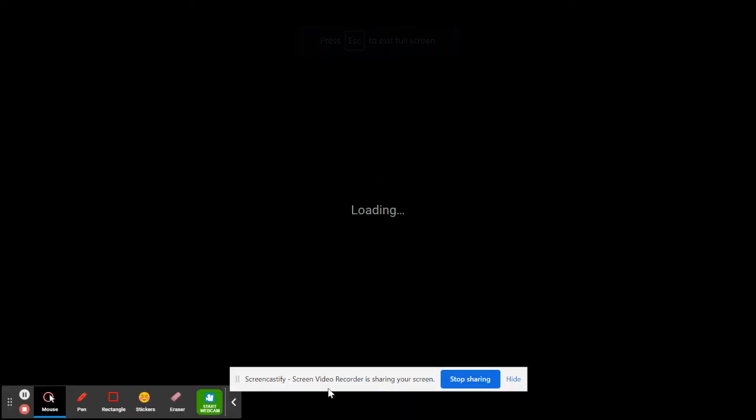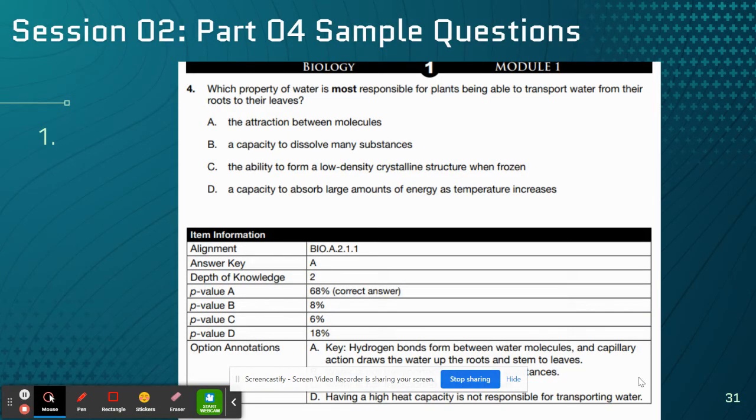Looking at the answer, the correct answer was A, and this was a good one. 68% of students in Pennsylvania who took this exam got this correct. So what you really want to pay attention to is the word most here. This is another way that Keystone questions try to trick you.